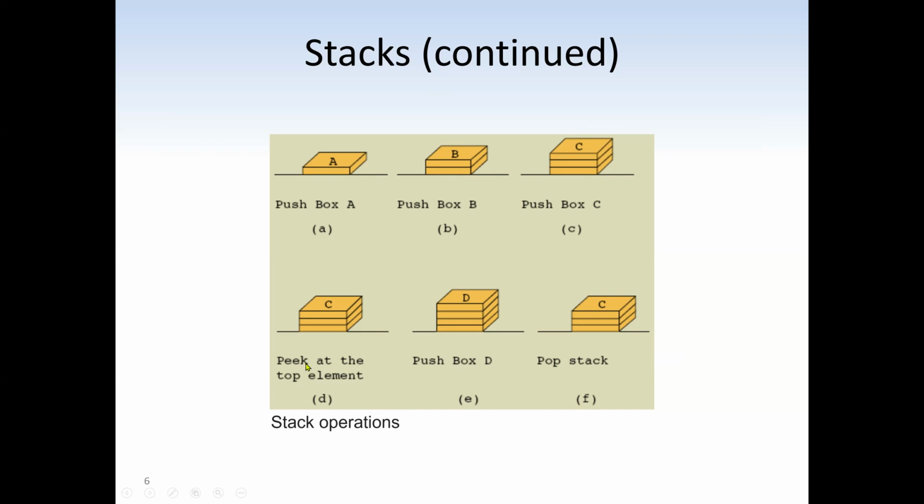And then next we peek at the top element. So that will return C for us, but we are not going to remove it. We just want to know the data on top of the stack, which is C. Next we push box D. So we have 4 boxes now. The top is D. Now when we pop the stack, D will be removed first because it's the last item that was placed in the stack. So here we pop the stack, D is gone. Now we have C as the top of the stack.